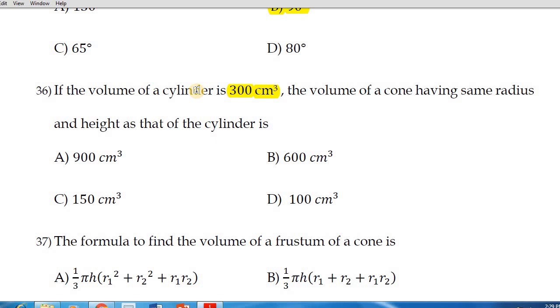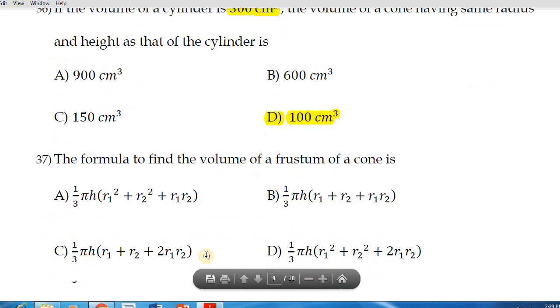So, the volume of a cone is 1 by 3 of the volume of the cylinder. Means 300 into 1 by 3, you do it. Otherwise, 300 divided by 3. So, we get the answer 100. So, option D, 100 centimeter cube, is the right answer.